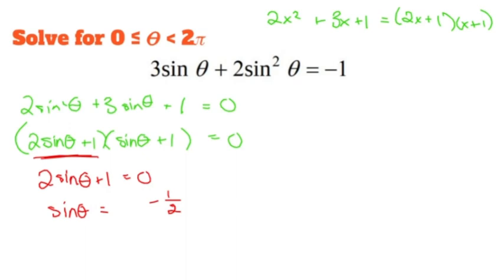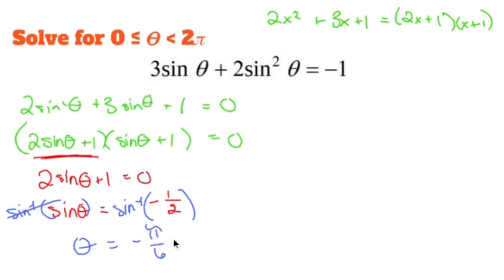Now I need to get theta all by itself. The way I get theta all by itself is I inverse sine both sides like so. That leaves me with just theta. And the inverse sine of -1/2 is negative pi over 6. Now that's no good, because I care about stuff in between 0 and 2 pi. Something that's negative doesn't fall into that category.